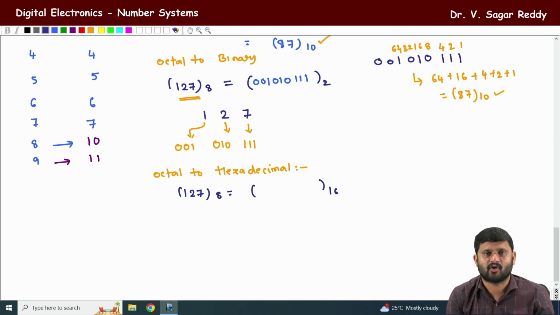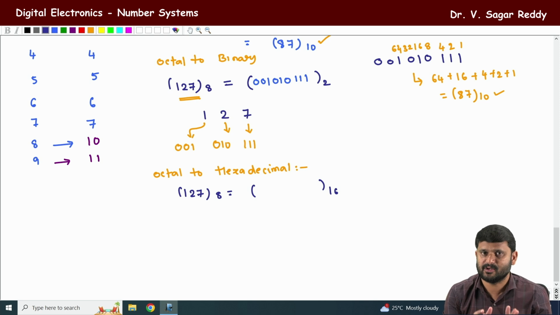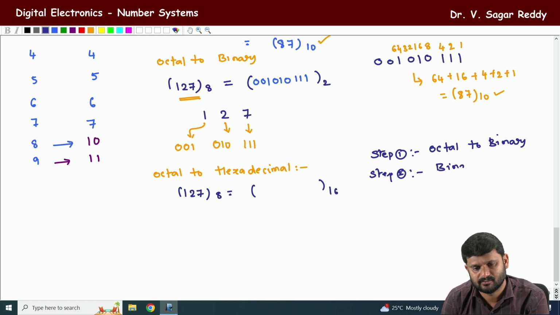But while converting this octal number into hexadecimal, we need to follow 2 steps. First, we need to convert the octal number into binary, and after that, binary to hexadecimal. Step 1: octal number to binary. Step 2: we'll convert binary to hexadecimal.